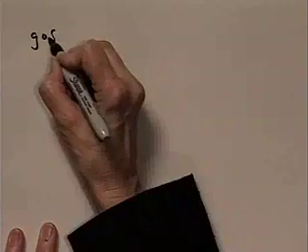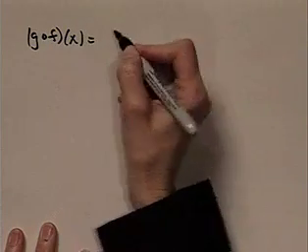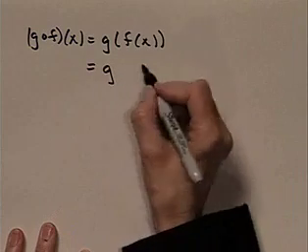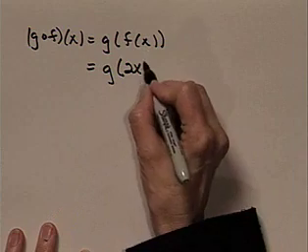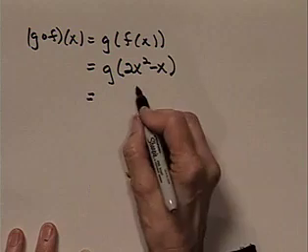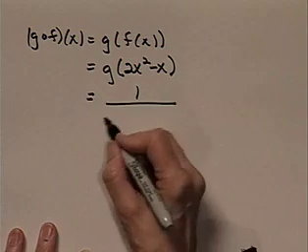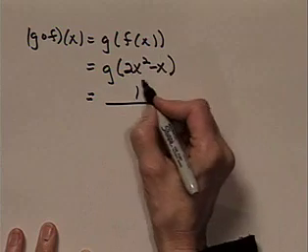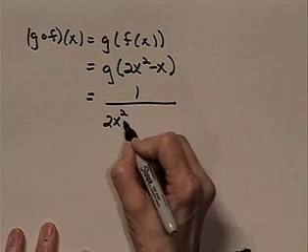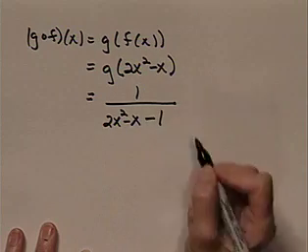Now we have to do the composition in the other order. We want to look at g composed with f. So g composed with f of x is equal to g at f of x. So here we have g evaluated at 2x squared minus x. Now g, remember, is 1 over, in this case, this is what we're putting in for x in the function rule for g, so that's 2x squared minus x minus 1.